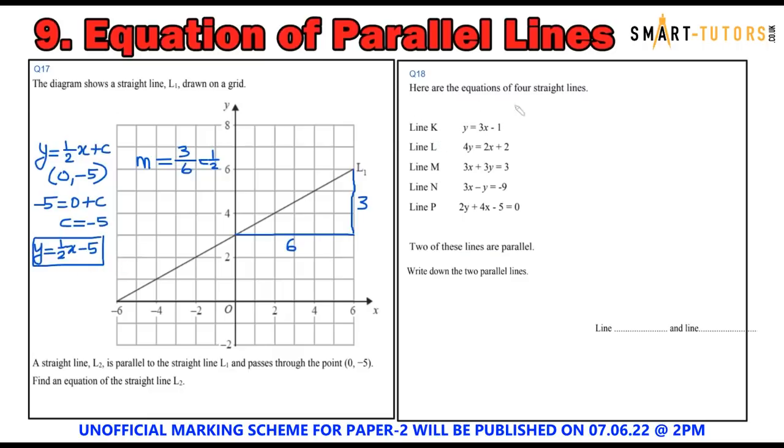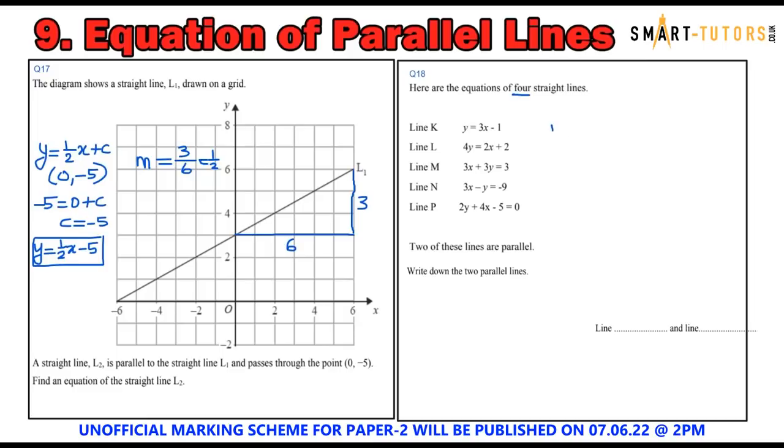Question number 18, I'm expecting this type of question to come in the exam. Here 5 equations are given. 2 of these lines are parallel. Parallel means the gradient has to be equal. So if the equation is not in the form y equals mx plus c, you need to rearrange it into y equals mx plus c, making y the subject.